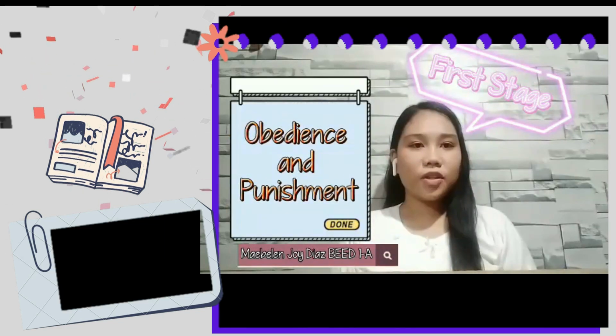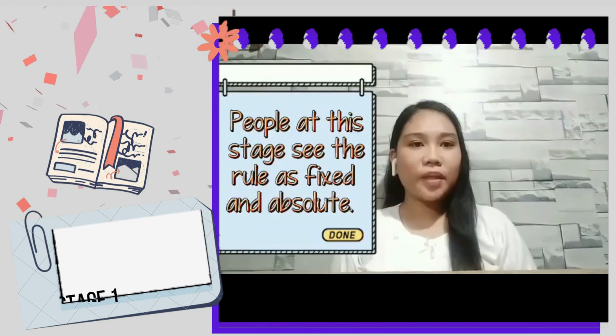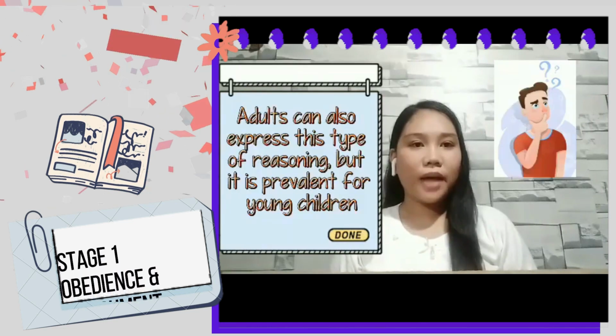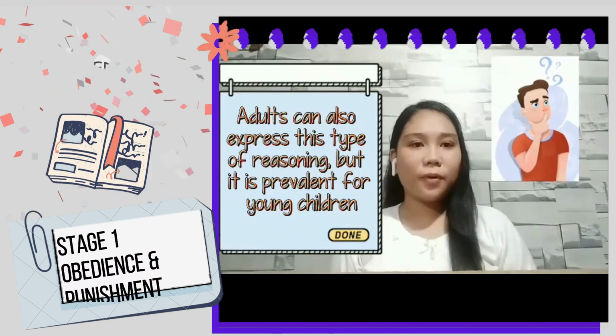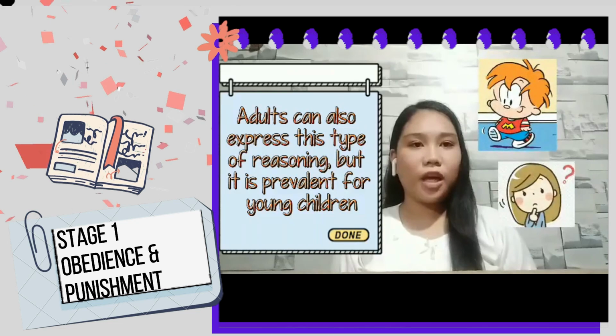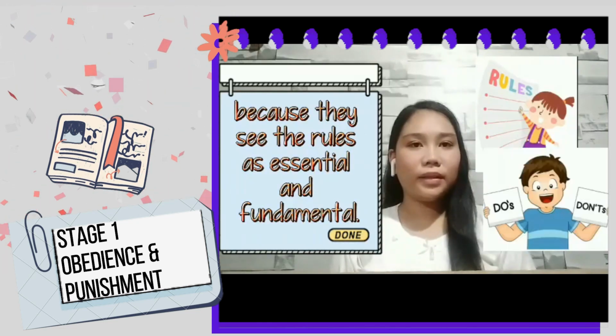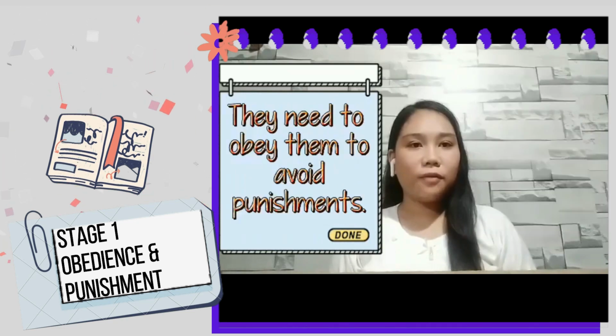The first stage is obedience and punishment. People at this stage see the rules as fixed and absolute. Adults can also express this type of reasoning, but it is prevalent for young children because they see the rules as essential and fundamental. They need to obey them to avoid punishments.